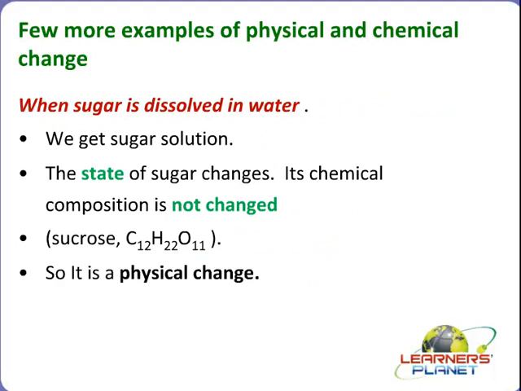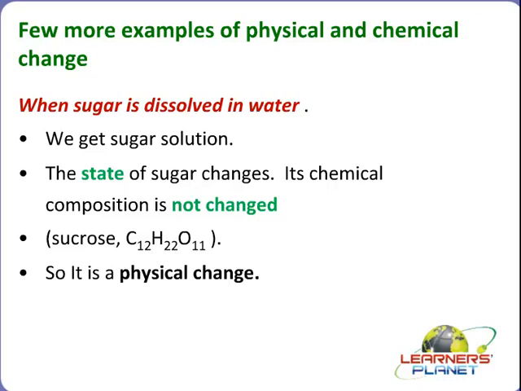In this slide we're seeing that when sugar is dissolved in water, as we have discussed, dissolving is a physical change. Okay. Now what are we getting when sugar is dissolved in water? We are getting a sugar solution. What is happening to the state of sugar? It is changing. What is happening to its chemical composition? It is not changed. It is sucrose only.